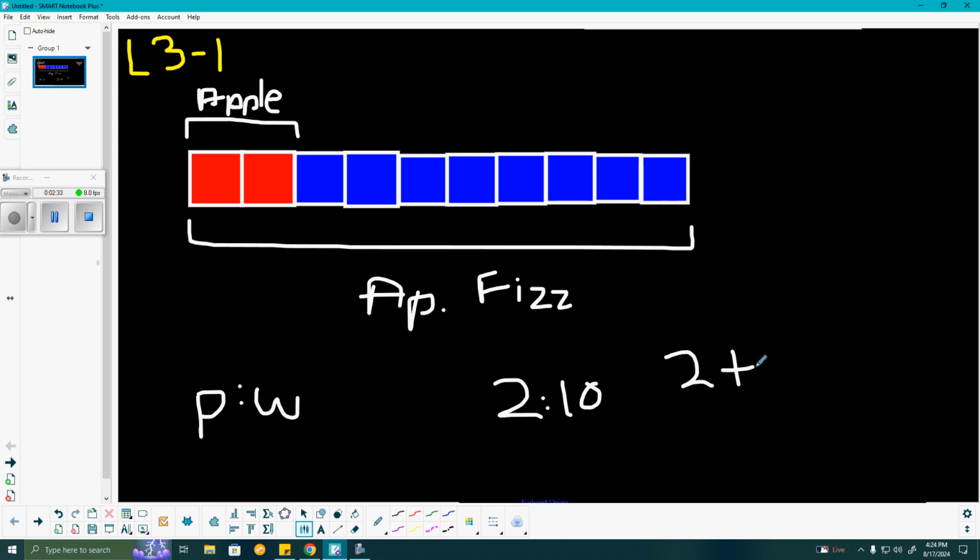We can also write it as 2 to 10 using the word "to", or we can write it as a fraction. Only part-to-whole ratios can be written as a fraction, because this fraction bar right here is saying that there are 2 out of 10. 2 cups of apple juice out of the total 10 cups of liquid.